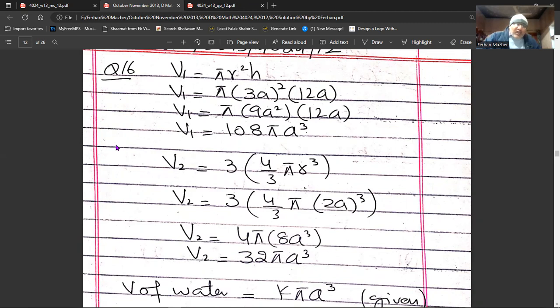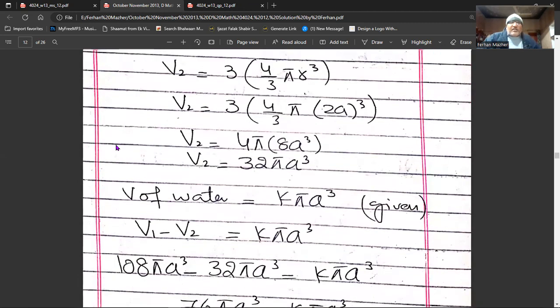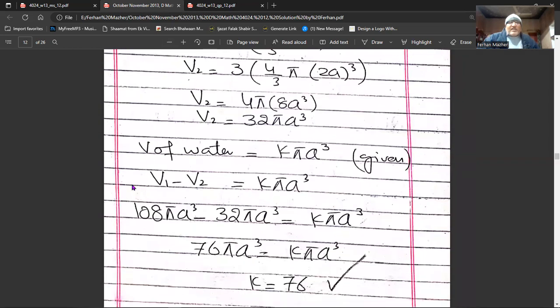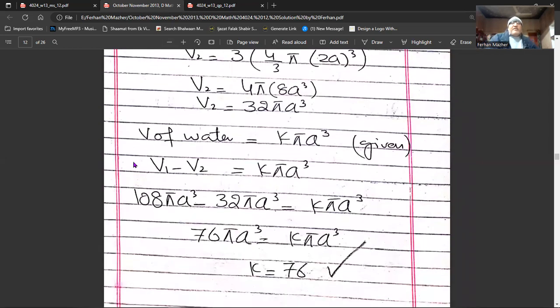So the volume of the water is given, and that is k pi a cube. The water volume will be V1 minus V2. So 108 pi a cube minus 32 pi a cube equals k pi a cube. So it will be 76 pi a cube equals k pi a cube. A cube and a cube will be cancelled. Pi will be cancelled. So k will be equal to 76.